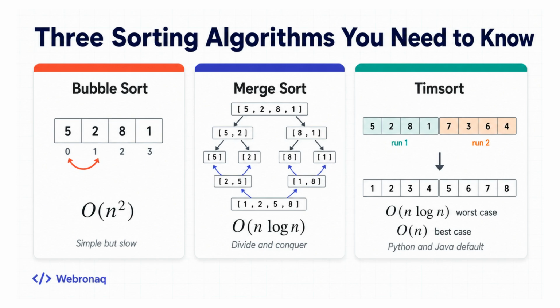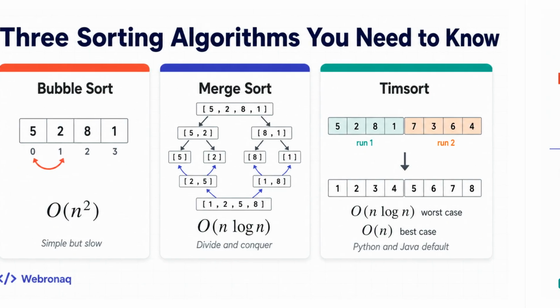Merge sort is the divide and conquer champion. Split the array in half, sort each half recursively, then merge. It guarantees big O of n log n time. Timsort is the practical hybrid Python and Java both use as their default. It scans the data for already ordered runs, sorts small runs with insertion sort, then merges them like merge sort. On real-world data that is often partially sorted, it can run in as little as linear time, beating naive n log n implementations in practice.